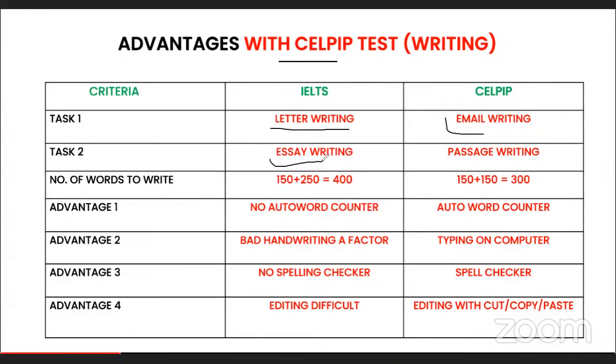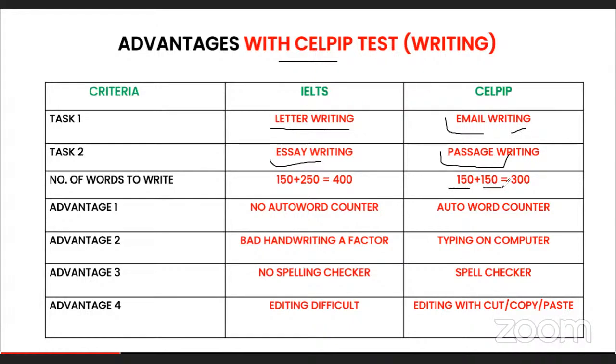But when we talk about CELPIP, it is just about passage writing, wherein you will get a survey-based question that I'll be talking about in the later part, and which is very convenient to do. The best part over here is that you have to write 150 words in the first section.